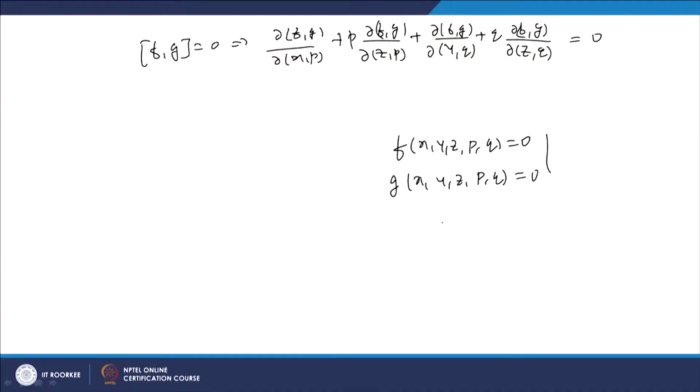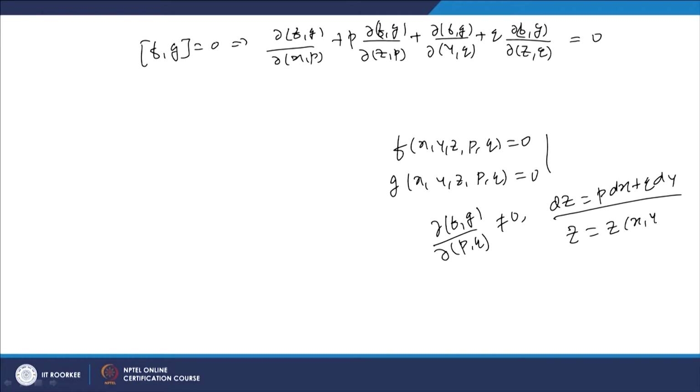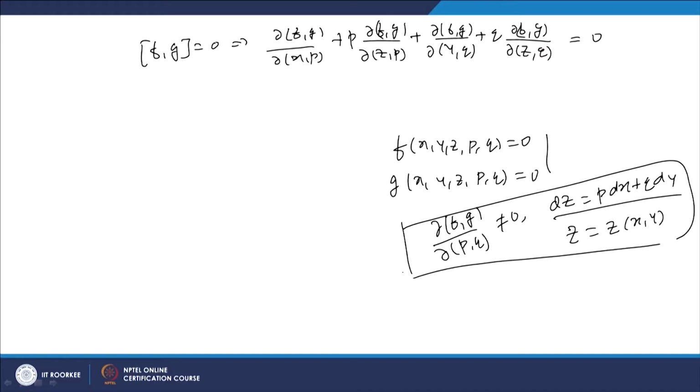solution and vice versa. And then we considered a method of finding at least one solution in common, that is, let us assume that the Jacobian of f, g with respect to p, q is non-zero and the corresponding dz = p dx + q dy is integrable to give a solution like z = z(x, y). So in fact this procedure is to find the common solution they have. This method is equally applicable to any two equations where they have one solution in common.